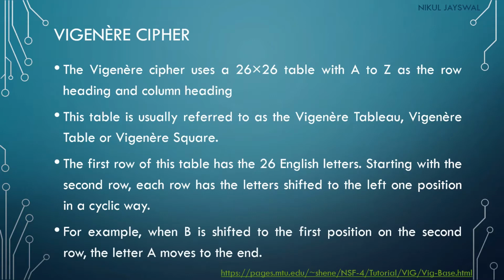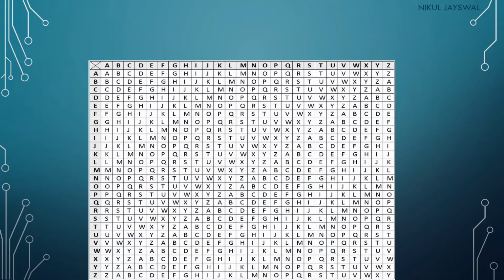For example, when B is shifted to the first position on the second row, the letter A moves to the end. So when the row starts with B, it goes to Z, and the next letter after Z will be A. So this is the Vigenere table. You can see here that the table starts with A and goes to Z. The second column starts with B and goes to Z, and you can see A at the end, so the cyclic shift is performed here.